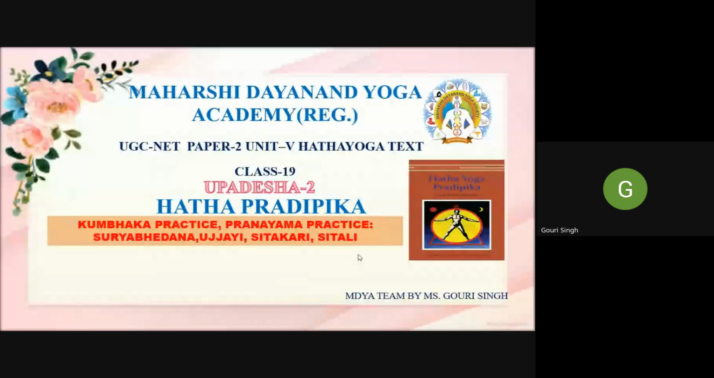Define the Kumbhak. How many Kumbhakas are defined there? What are the names? Can anyone remember? Two types of Kumbhaks are defined. One is Sahita Kumbhak, and another one, now you remember, is Keval Kumbhak. Correct, Sahita Kumbhak and Keval Kumbhak.